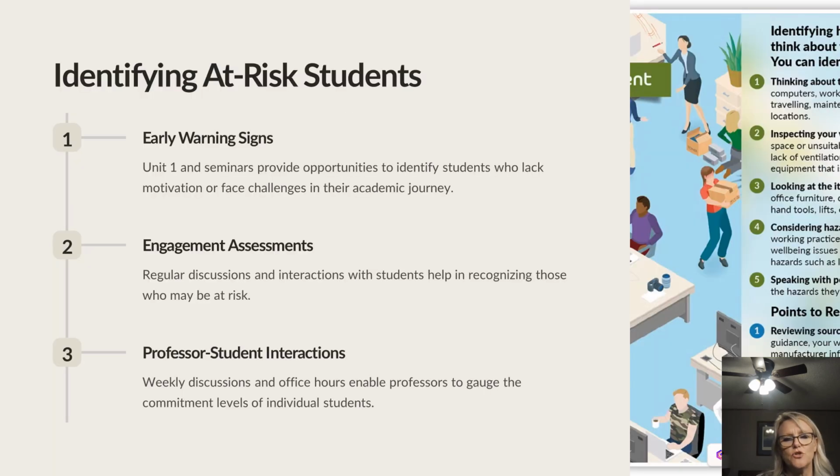Identifying at-risk students. Early warning signs. Unit 1 and seminars provide opportunities to identify students who lack motivation or face challenges in their academic journeys. These will be students who don't know how to use the learning management system, students who openly will let you know they don't have a computer, students who say that they're waiting for someone to help them to figure out where to click and how to click and what to go to. Those are early warning signs because these are students who are already faced with a weakness that is barring them from the content and the comfort to have the confidence that they can perform well.